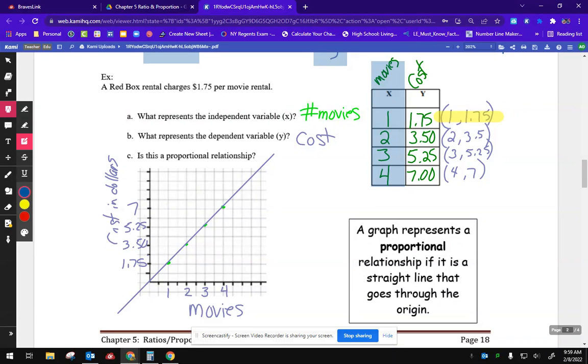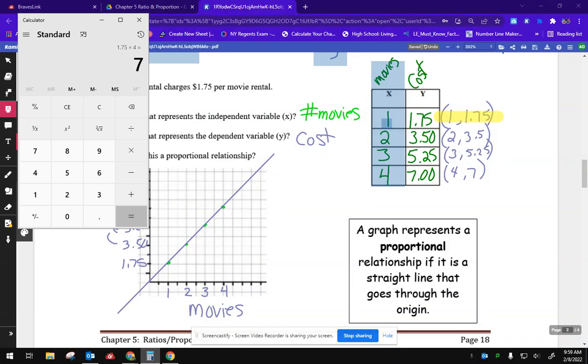That's our Y. Notice I've labeled it X and Y, and I've also labeled it movies and cost. When I fill these in, 1 movie is $1.75. 2 movies is $1.75 times 2. That's $3.50. 3 movies is $1.75 times 3. That's $5.25. 4 movies is $7.